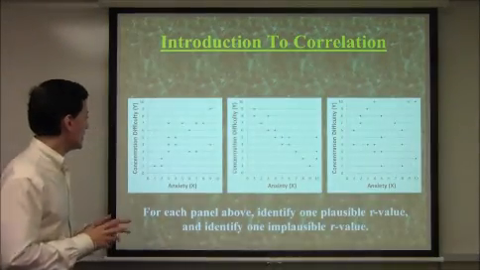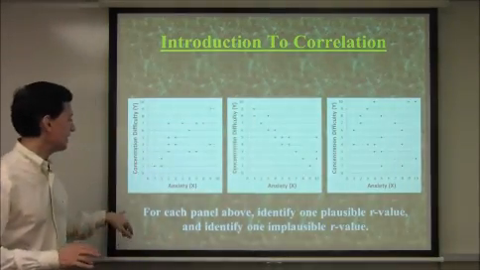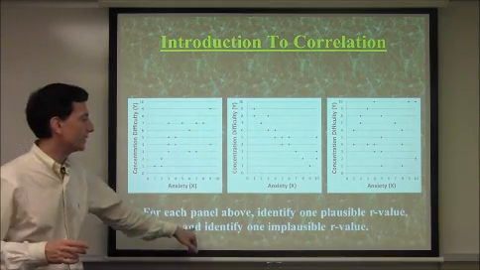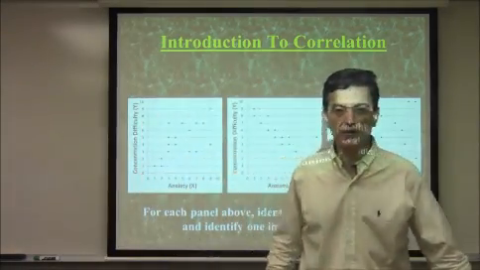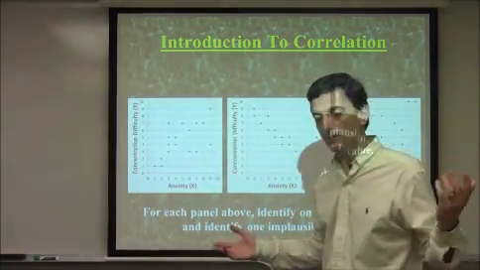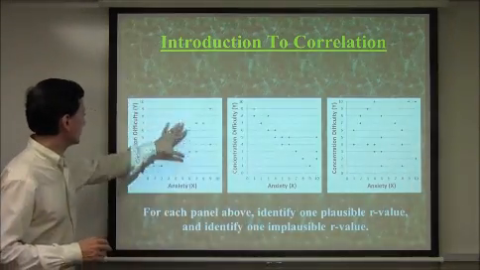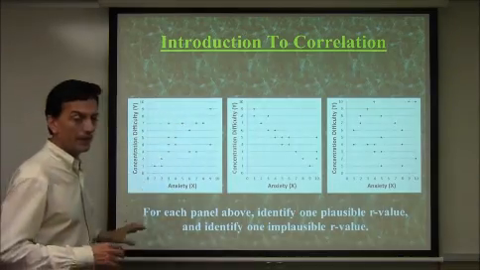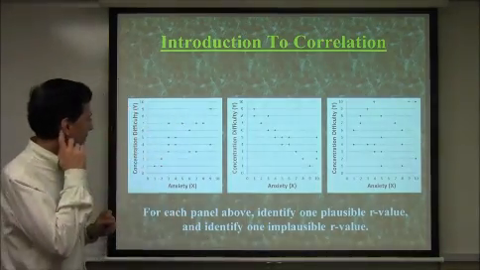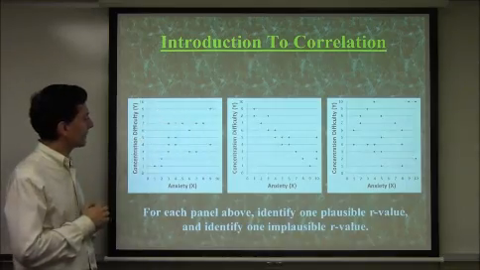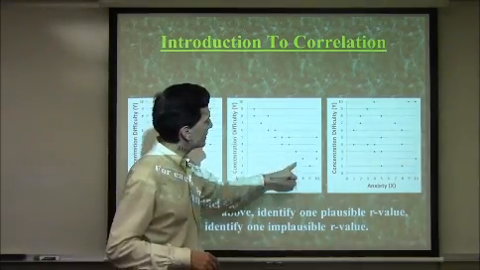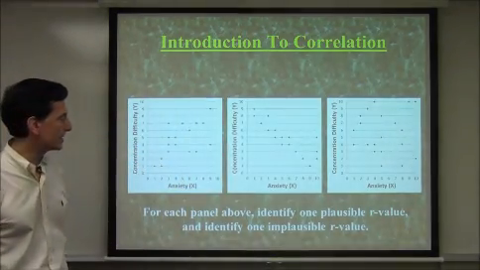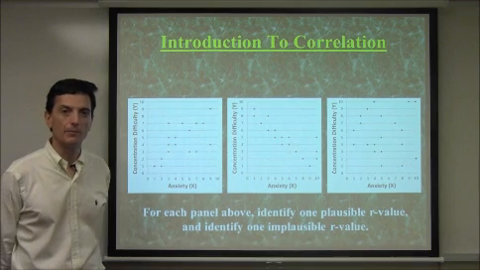Here we have a few different kinds of scatter plots, and for each panel above, you might identify one plausible R value and also one implausible R value. Now remember that R ranges from -1 to +1, so we might look at this relationship where we have anxiety and concentration difficulty, look at the data plotted in this scatter plot, and see how the best fitting line would fit here, and here, and then give ourselves an indication of what the R statistic is. We'll let you think about that for a moment.